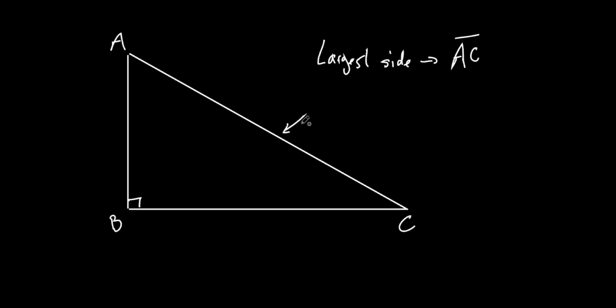Mario, you said it earlier. We give it a special name. That longest side of a right triangle, the side that's opposite the right angle, has a special name. What is it? It's the hypotenuse.